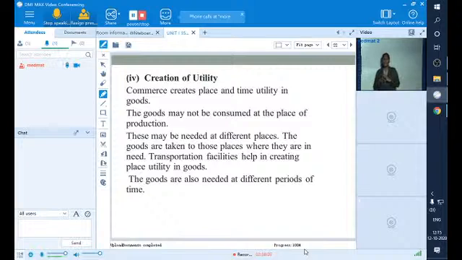Transportation facilities help in creating place utility in goods. So how are you going to take the goods from one place to another? By means of transportation. The goods are also needed at different periods of time, not only at a particular period. After 1 month I need the particular good. So at different periods of time I need the goods. This is creation of utility, that is the fourth characteristic.